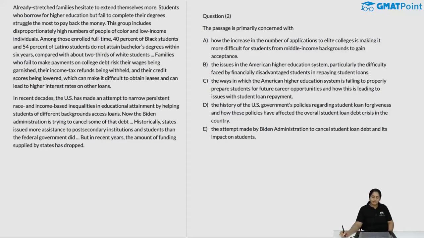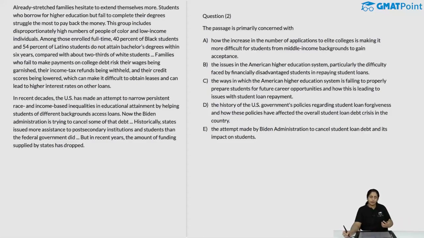The passage is primarily concerned with, so we have to find out what is the main purpose or the primary point of the passage. Option A: How the increase in the number of applications to elite colleges is making it more difficult for students from middle income backgrounds to gain acceptance. This is not at all discussed in the passage, completely tangential to the discussion.